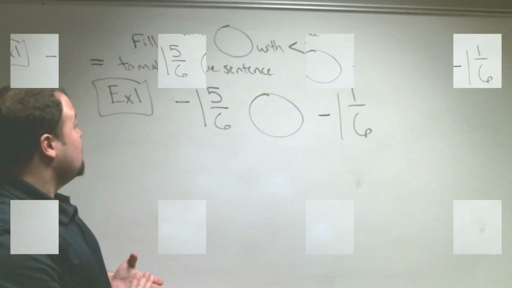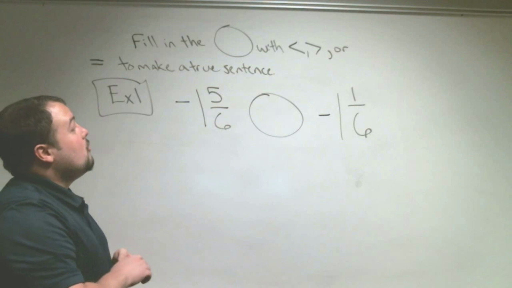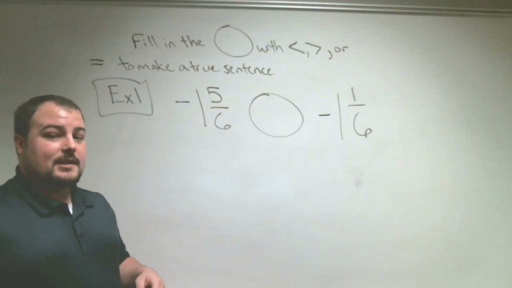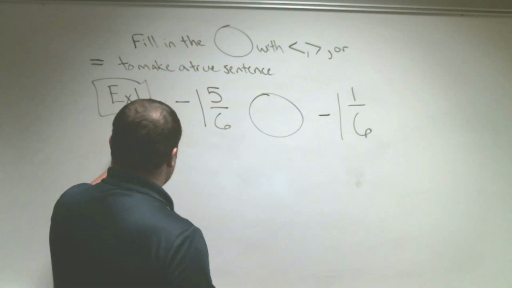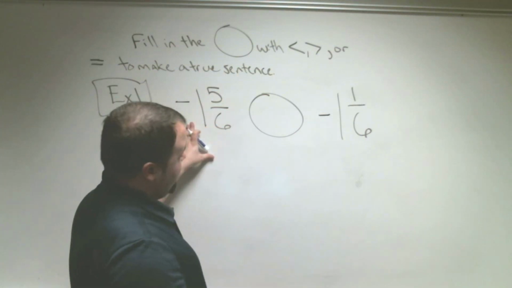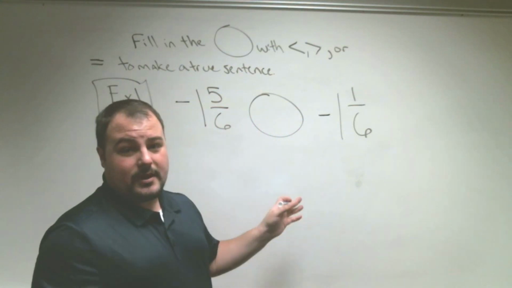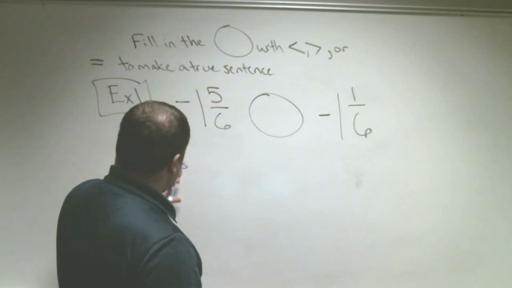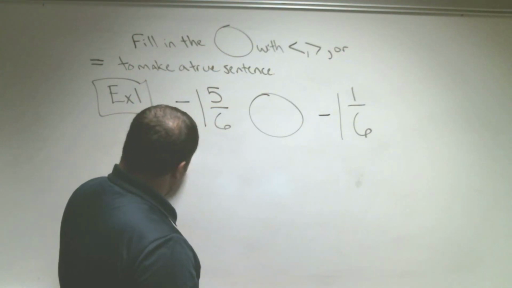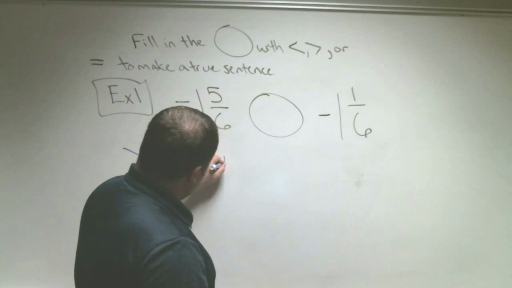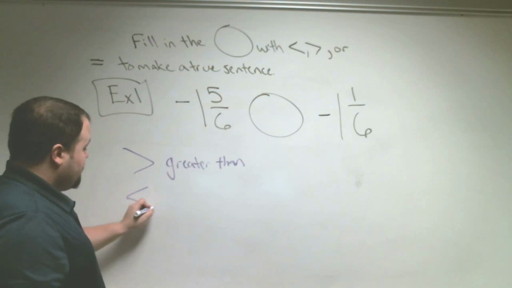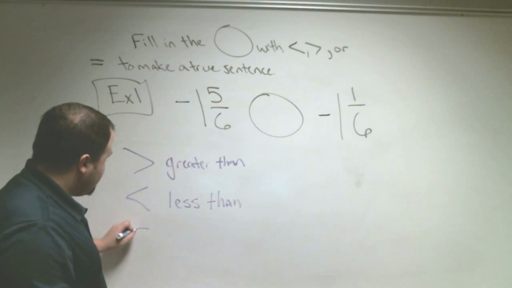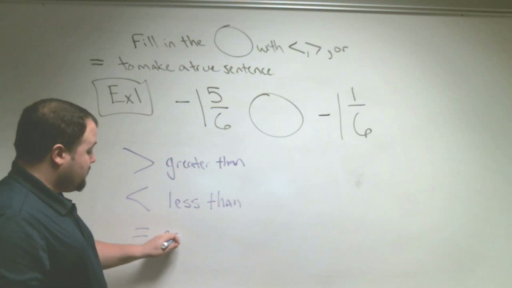Alright guys, so we're going to be filling in the circle with either less than, greater than, or equal to. We need to understand what these mean. So we're going to fill in this and say whether this fraction is less than, greater than, or equal to that fraction. This symbol means greater than. This symbol means less than. And this means that they are equal, which means the same.